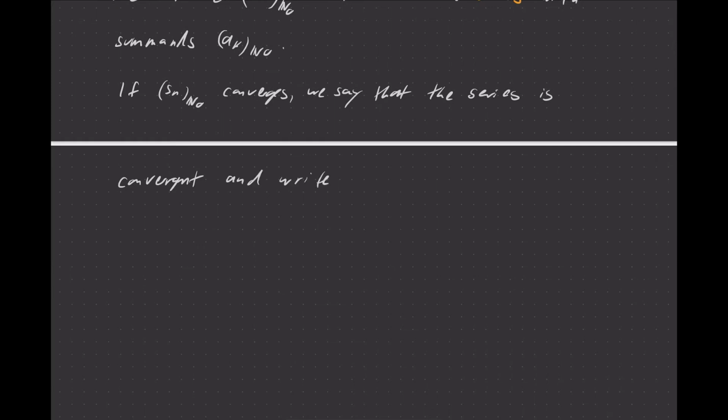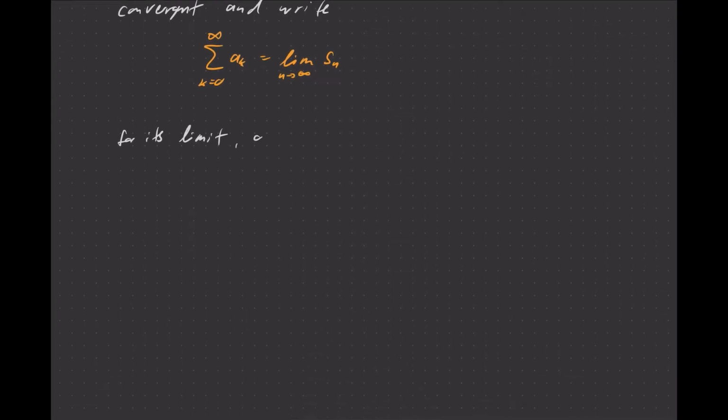And we write it as the sum k from 0 to infinity of a_k. So we just denote the limit by adding an infinity here as the upper bound. That denotes the limit of the partial sum sequence S_n as n goes to infinity. So that is the notation for its limit. And of course, as usual, if the sequence is not convergent, then we call it divergent.